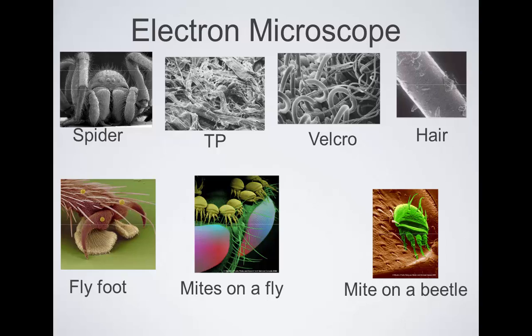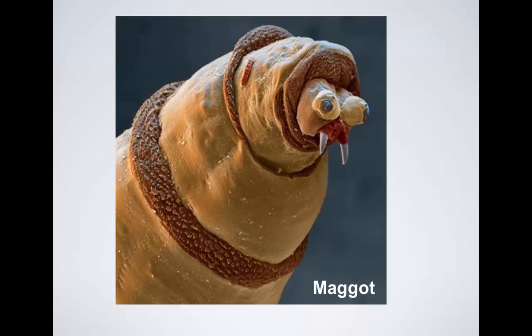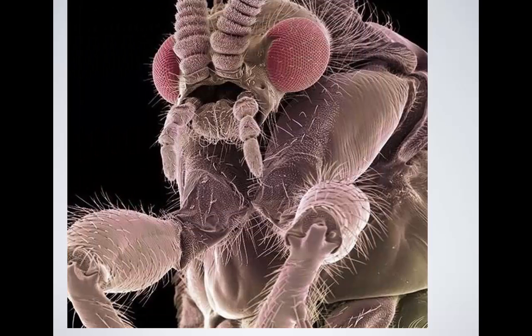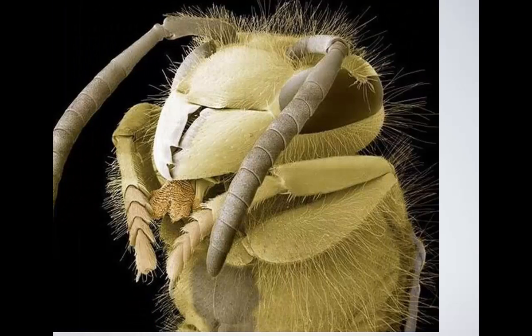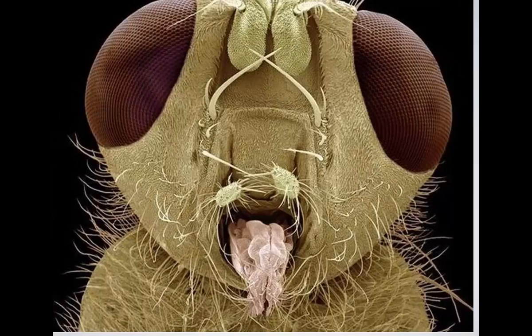The colors are artificial. So the electron microscope gives a black and white image. Sometimes people color them various colors to make things stand out more. Here's a whole bunch of insects under the electron microscope. It's really cool to look at insects and see all the different mouth parts and their eyes and stuff.